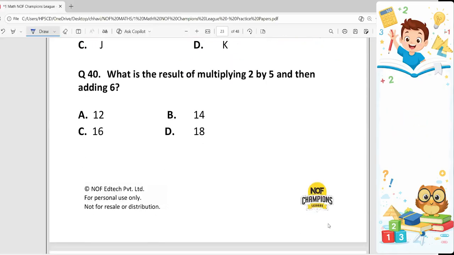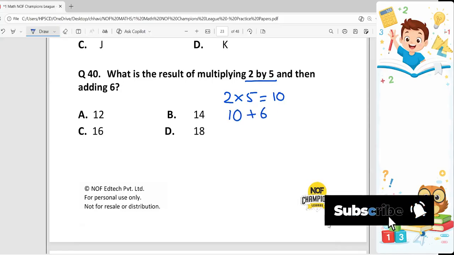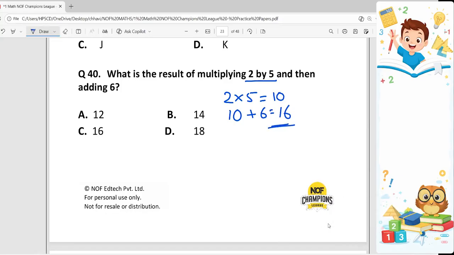40th question. What is the result of multiplying 2 by 5 and then adding 6? So we have to first multiply 2 by 5. So 2 fives are 10. And then we have to add 6 to this. So it is 10 plus 6, 16. So our answer is 16. And answer 16 is over here. Option C is the correct answer.